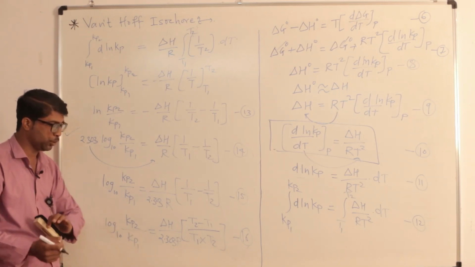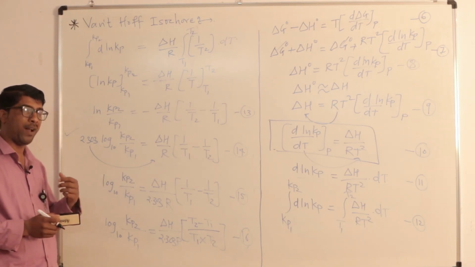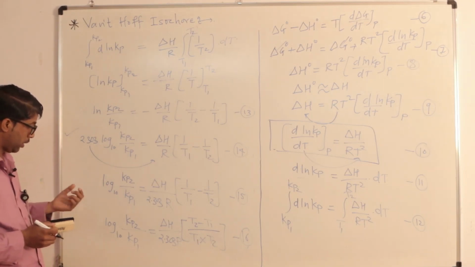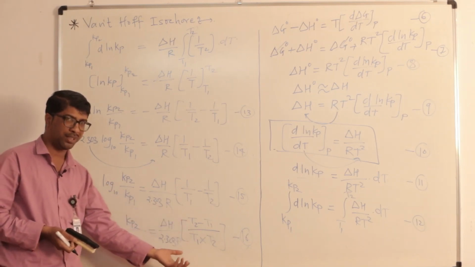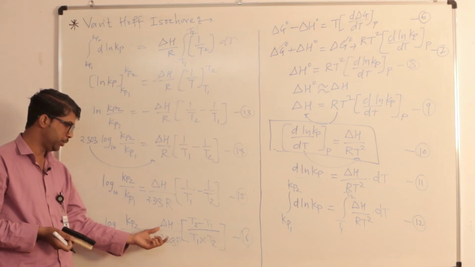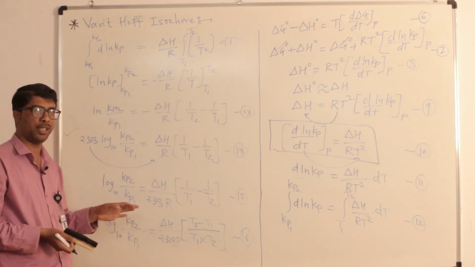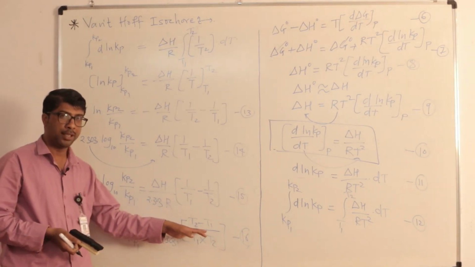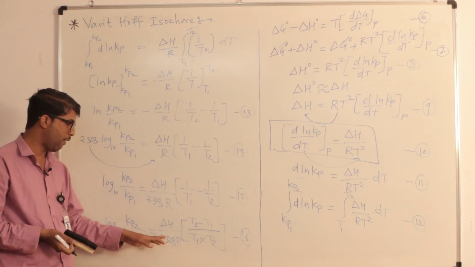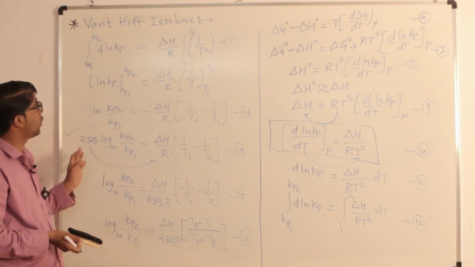Okay, so what is the use of this equation? Here we will get the value of the equilibrium constant at a particular temperature by using delta H. So this equation is used for calculation of the equilibrium constant at a particular temperature if we have the value of delta H. Okay, this is the application of this van't Hoff isochore.